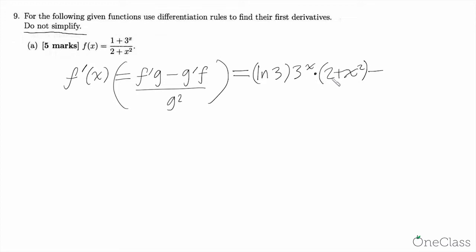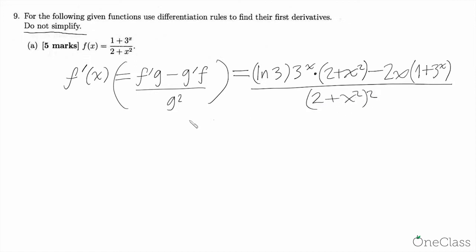Minus g prime f. What is g prime? This is 0 plus 2x, so 2x. Okay, what's f? F is 1 plus 3 to the power of x. Okay, and the denominator is all squared, 2 plus x squared. And what do we have here? Okay, well, it says not to simplify it. So that's the first derivative. So that's good. As easy as that.